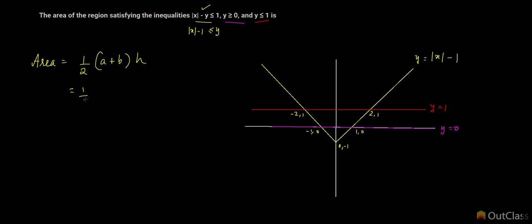So you can substitute half, 2 plus 4 into 1, you will end up with 6 by 2, 3 as your answer.